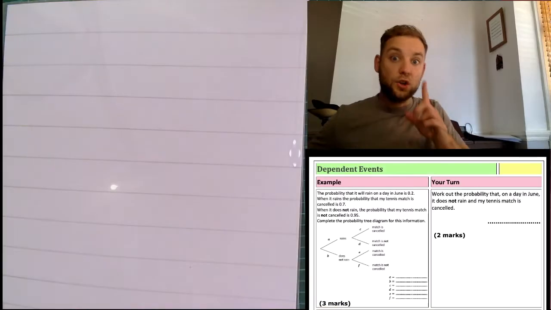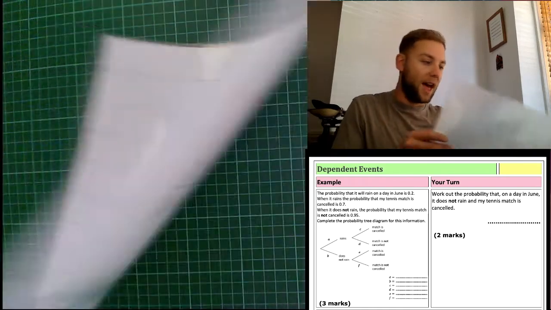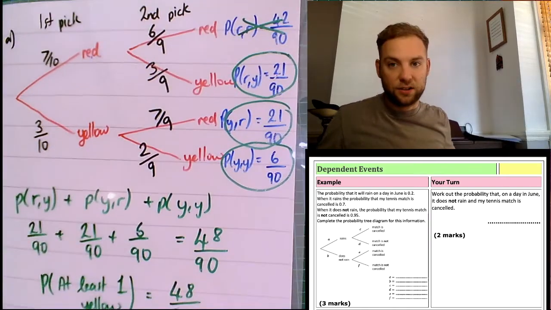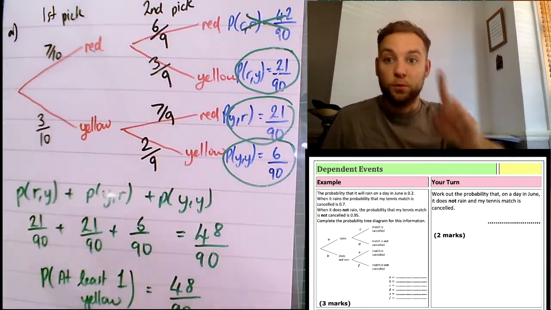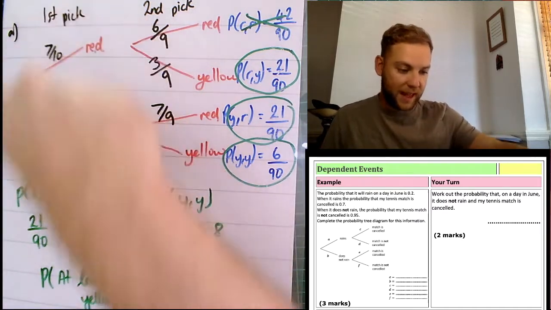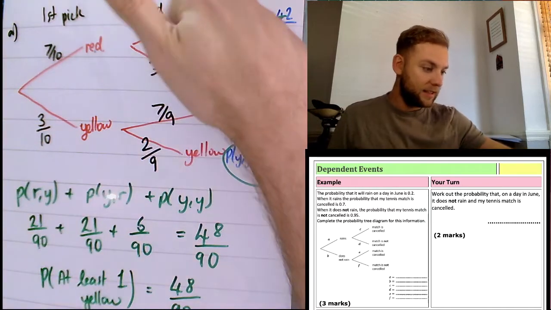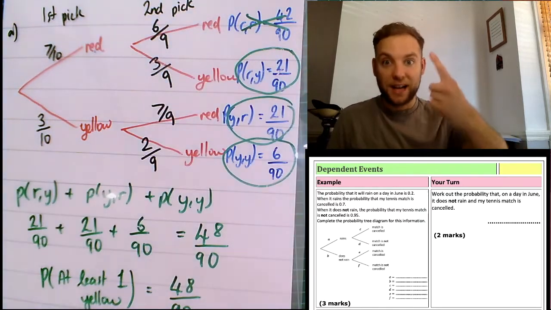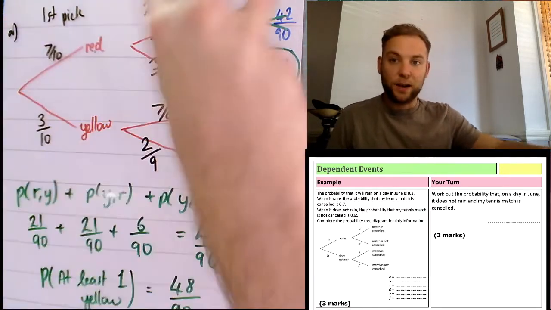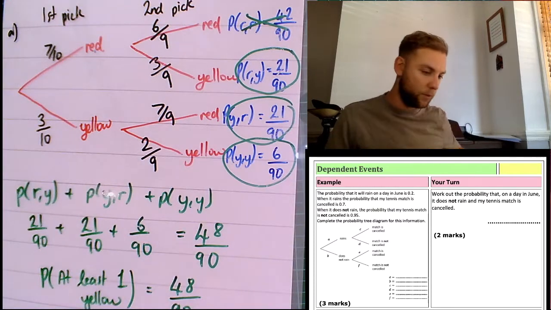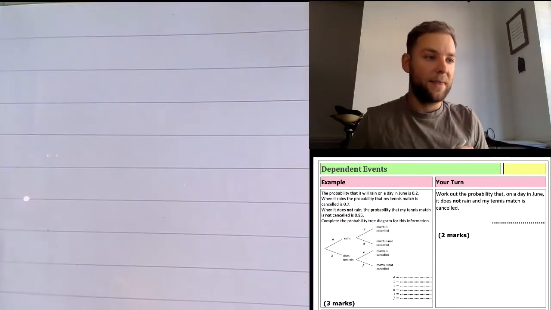Now, the first thing to note here is remember that all of these branches do need to sum to 1. So 7 over 10 plus 3 over 10 is equal to 10 over 10. Perfect. 6 over 9 plus 3 over 9 is equal to 9 over 9, which is 1. So all of these sets of branches do sum to 1. That's important. Okay, so let's have a look at this diagram then.